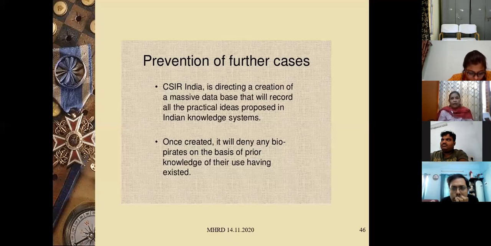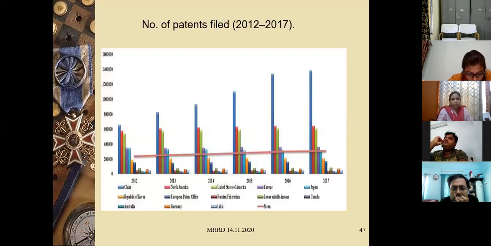So they are directing the creation of a massive database. Once created, it will deny any biopirates. Now we have heard of pirates in different areas. In biotechnology, medicine, bioactives and nutrition, etc., there can also be biopiracy. So to prevent all this, the CSIR is taking action. So here I just wanted to share this.